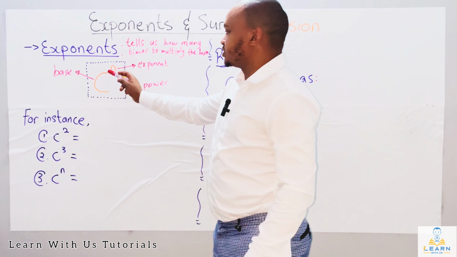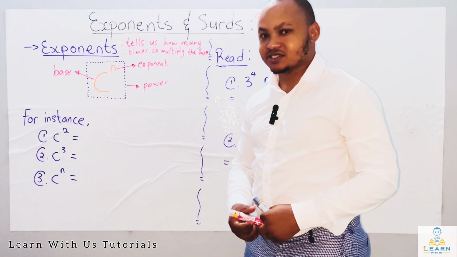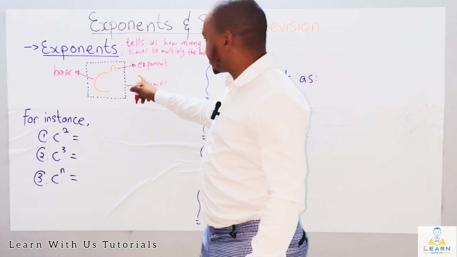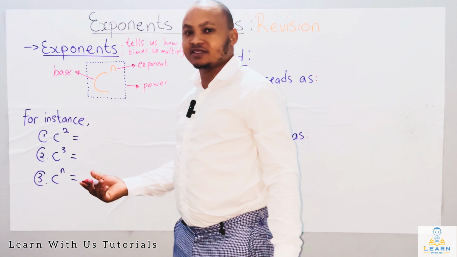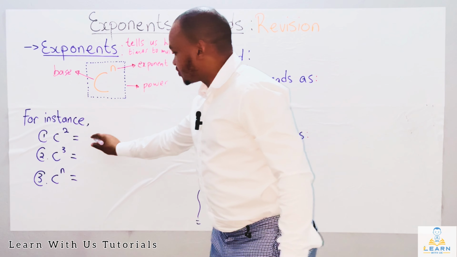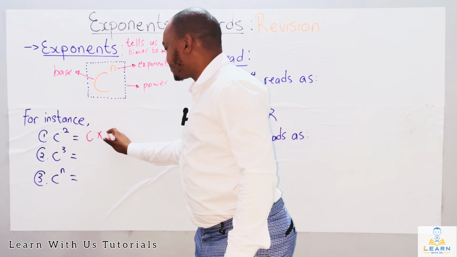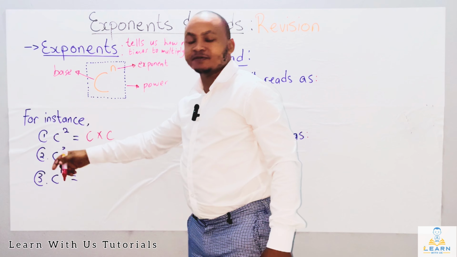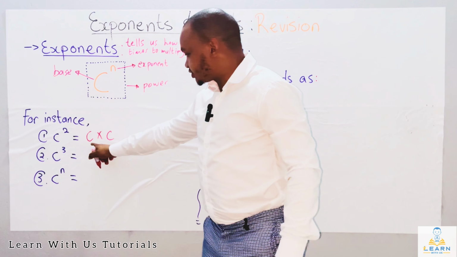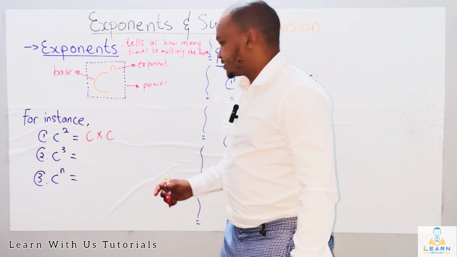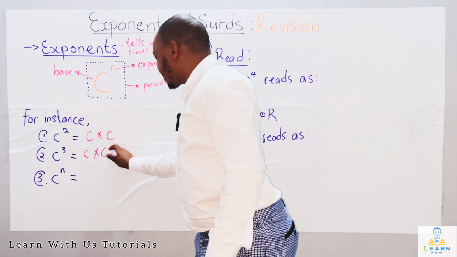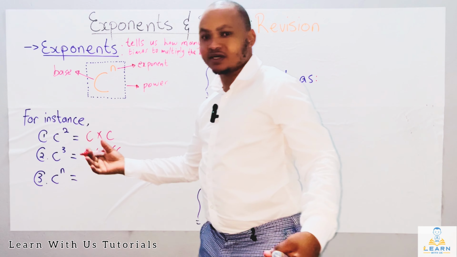For instance, let's look at the following: c to the power 2. When given c to the power 2, one can see that 2 is our exponent and c is the base. And c to the power 2 would be c multiplied by c. How do we know that it's c multiplied by c? Because of the 2, which is the exponent there. It tells us how many times we're going to multiply the base, which is 2 times in this case. Then c to the power 3 is c multiplied by c multiplied by c.